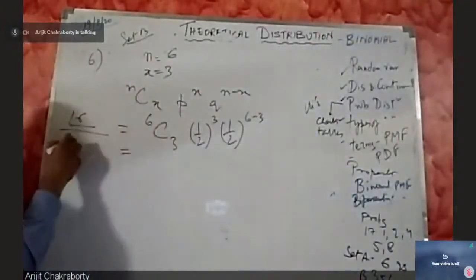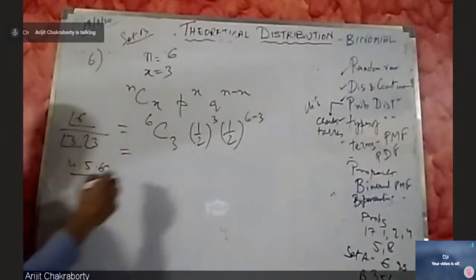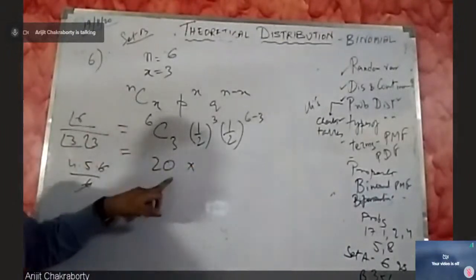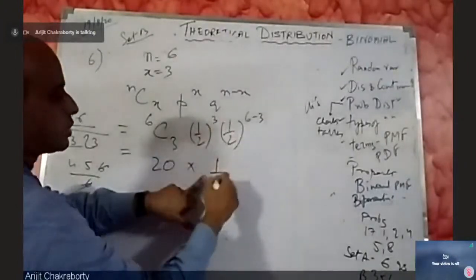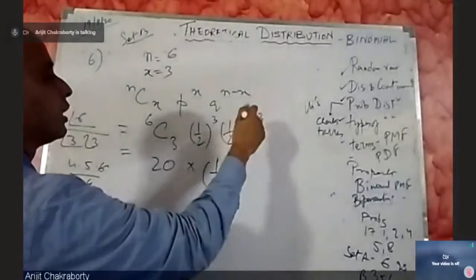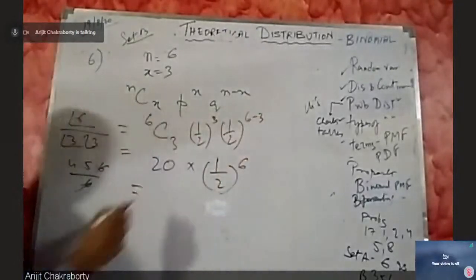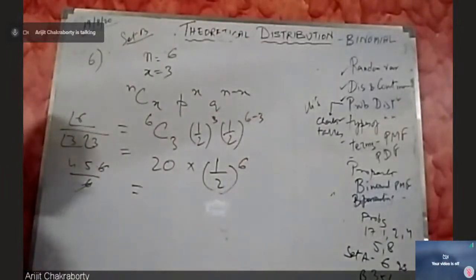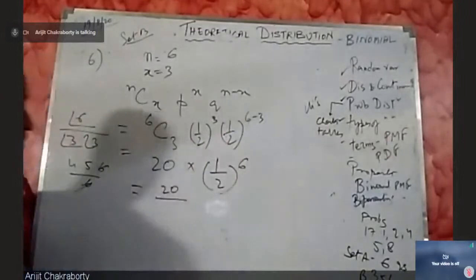So 6P3 is 4 into 5 into 6 by 6. So I think it comes to 20. Just check, I'm doing fast. 20 into 1 by 2 to the power 6 minus 3, which is also 3. So 3 and 3 is 6. So I am getting 20 divided by 2 to the power 6.